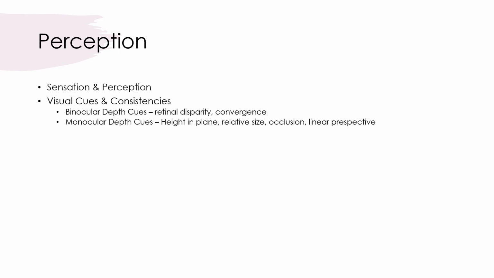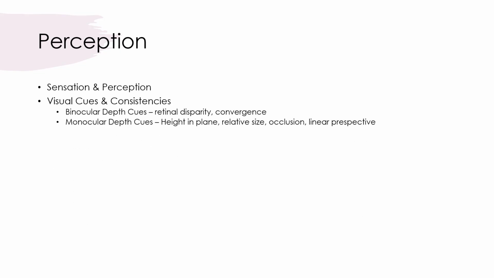Next, we look at perception. Firstly, you need to know about the difference between sensation and perception. Sensation is something we take in from our senses, and then perception is how we interpret that information. You've then got visual cues and consistency.